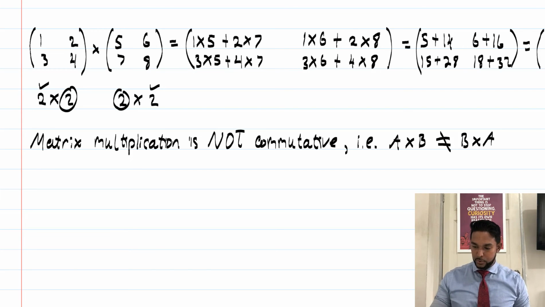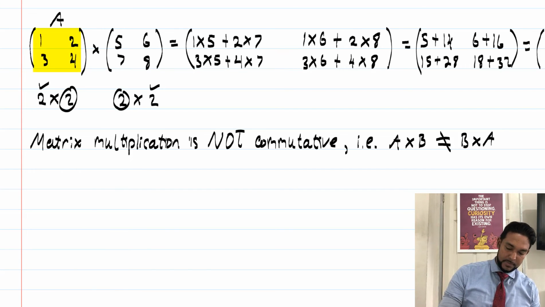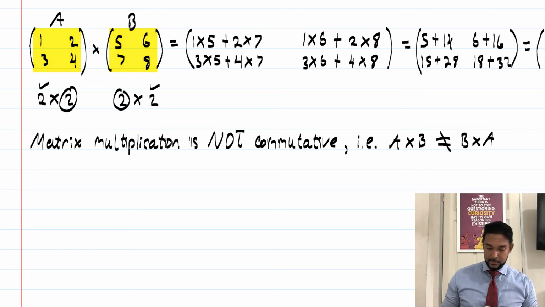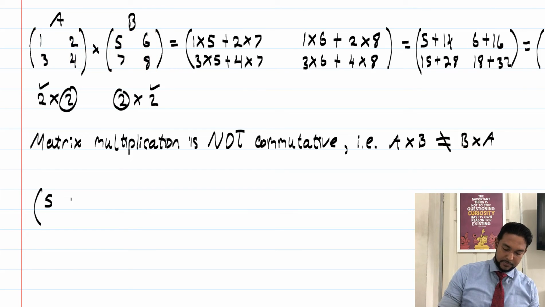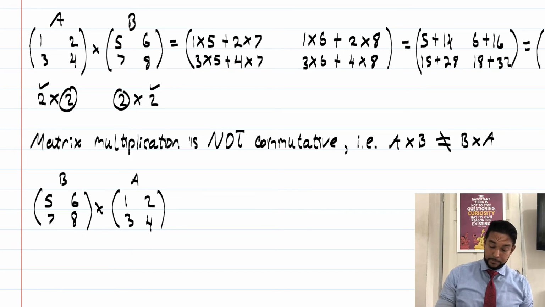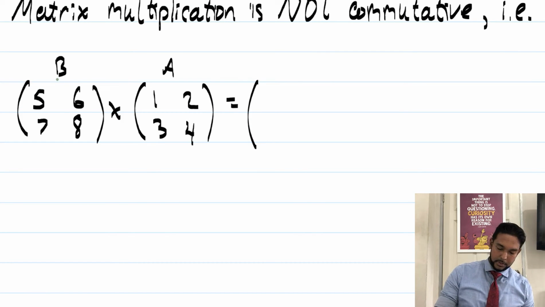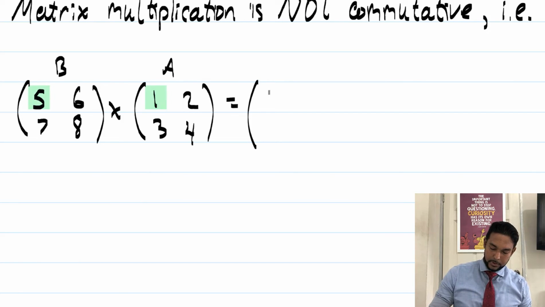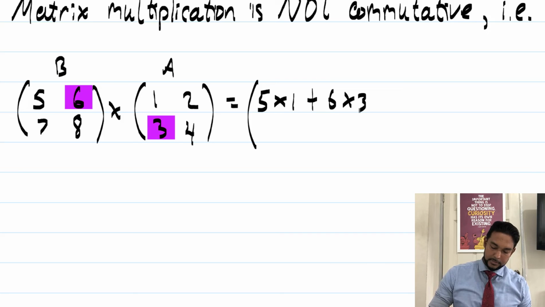So I'm going to let this matrix here be A and this matrix be B, and I'm now going to reverse the order of the multiplication. So now I have 5, 6, 7, 8 multiplied by 1, 2, 3, 4. So this is matrix B and matrix A. Okay, so let's go. Now we're doing first row by first column. Let's go with 5 by 1 plus 6 by 3.